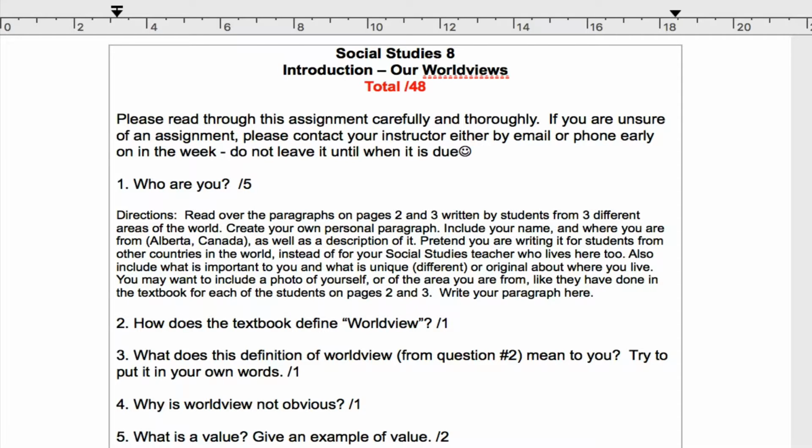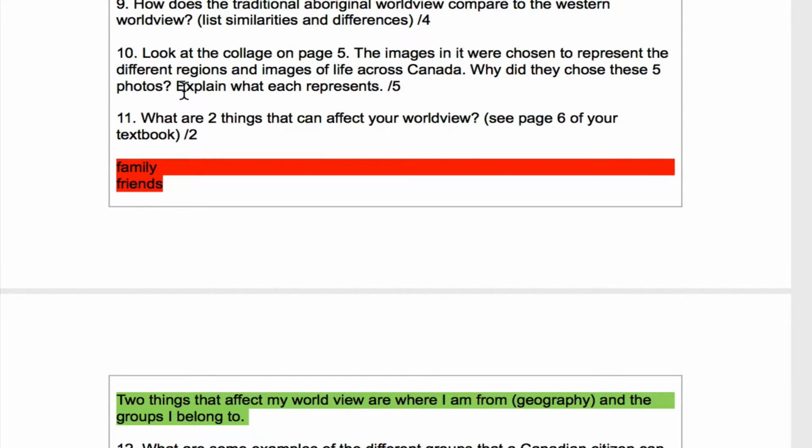We're going to look at number 11 first. It says, what are 2 things that can affect your worldview? See page 6 of your textbook, and that's worth 2 marks. You'll see in red that I have an answer that just says family and friends. Well, it doesn't even say and, it just says family, friends. So that is a no. That's not a good answer for a short answer question because it doesn't restate and it doesn't fully answer.